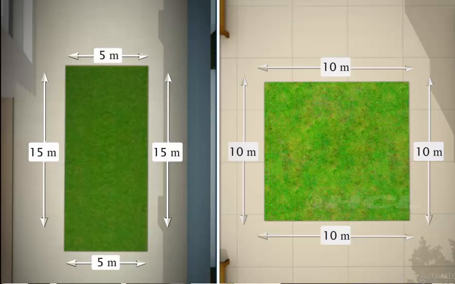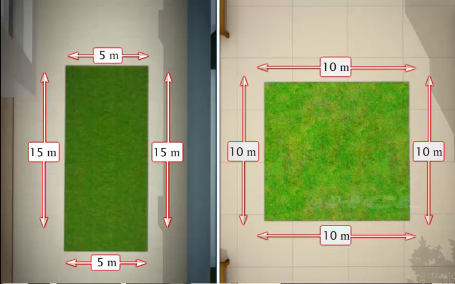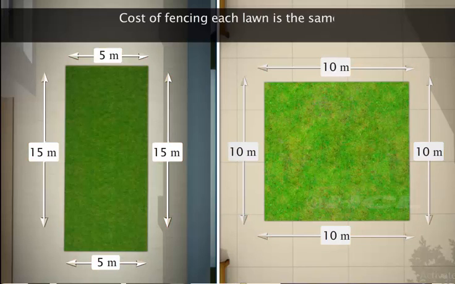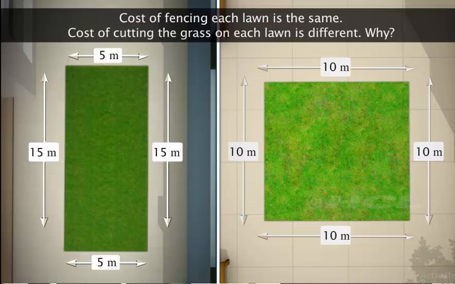Observe these two lawns. The lengths and breadths of these lawns are shown. The cost to fence each lawn is the same, but the cost of cutting the grass is different for each lawn. Why is that so? Let's find out.